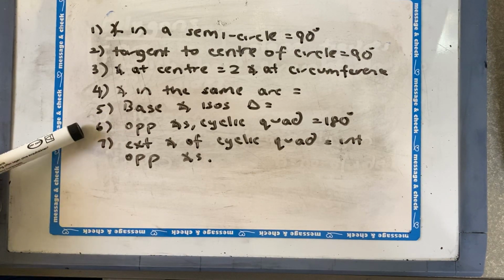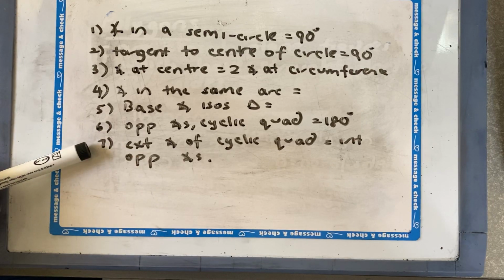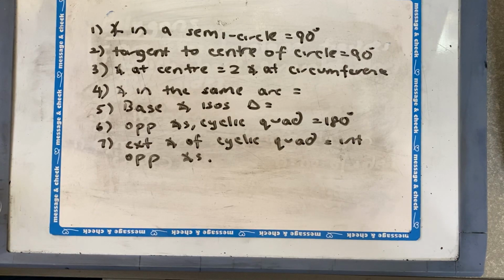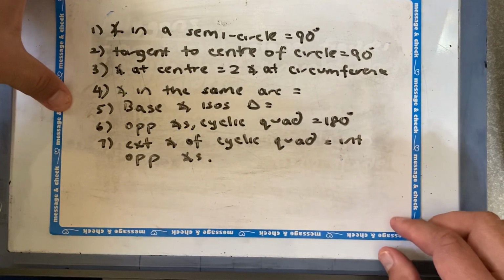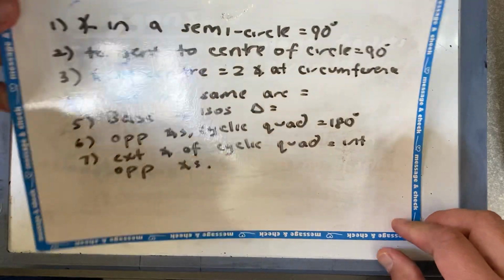The sixth and seventh are more for year 11. Opposite angles of a cyclic quad add up to 180. And for the last one, the exterior angle of a cyclic quad is equal to the interior opposite angle. And we shall look at each and every one of them.